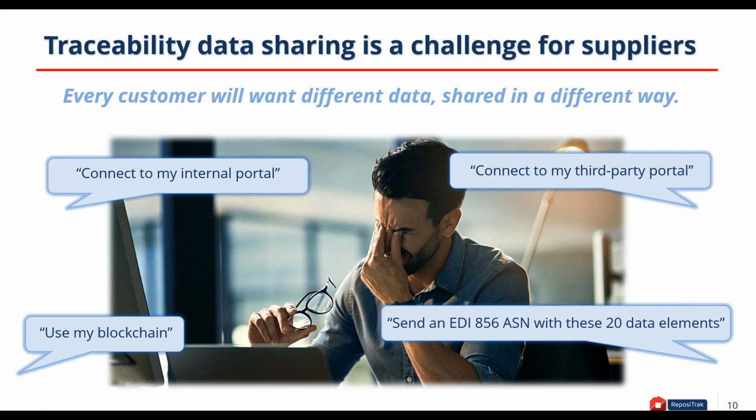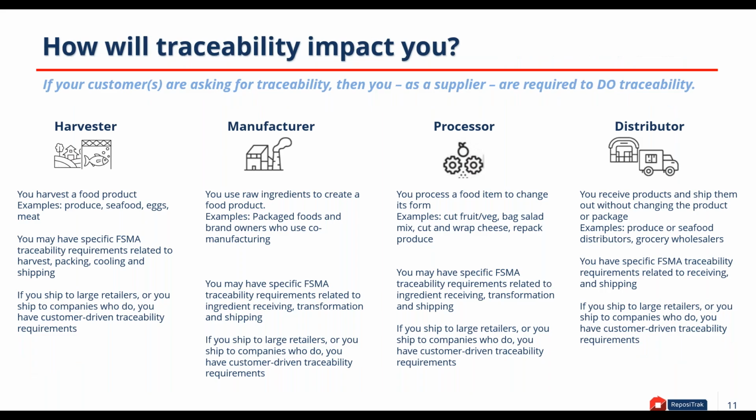And so you could end up maybe feeling like this, and I'm talking to suppliers really on a daily basis, and I hear some of these concerns: I'm getting requested to connect to a portal like ReposiTrak, a third-party portal, a customer portal. Somebody over here is using the blockchain. I've got customers that want me to do EDI. I don't know how to do EDI. I don't have those systems in place. And they want 20 data elements, where with FSMA, the FDA only wants 12 or so. So what's it really look like, and how do I deal with all of it? And this is the challenge.